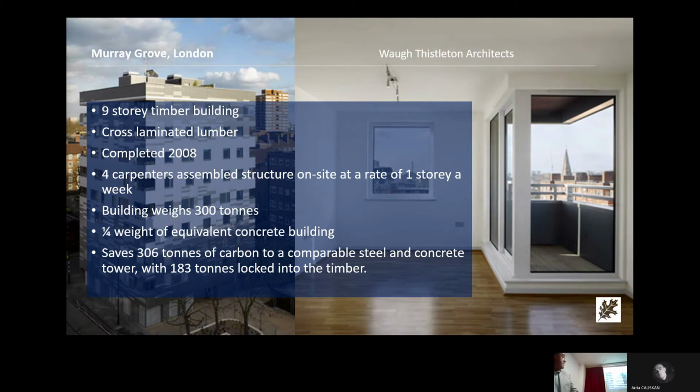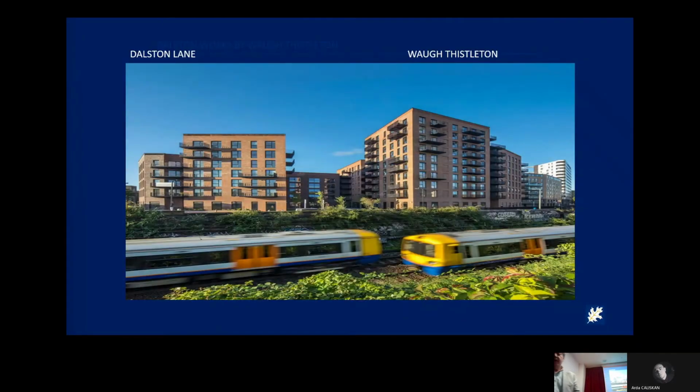And it's a quarter of the weight of an equivalent concrete building. And you need much less concrete for the foundations because you're supporting less weight. You take that forward a step: again, Wall Thistleton, project in Dalston Lane. This is probably the biggest CLT footprint in Europe.